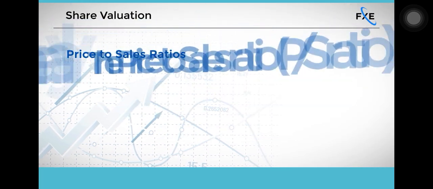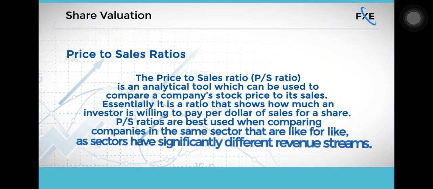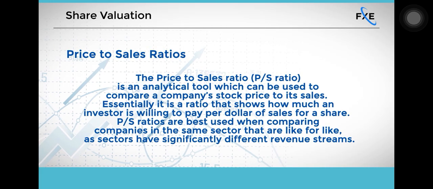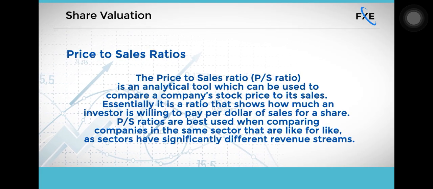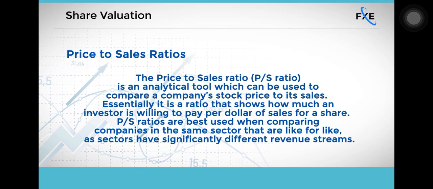Let's now talk about price-to-sales ratios. The price-to-sales ratio, also known as the PS ratio, is an analytical tool which can be used to compare a company's stock price to its sales. Essentially, it is a ratio that shows how much an investor is willing to pay per dollar of sales for a share. PS ratios are best used when comparing companies in the same sector that are like for like, as sectors have significantly different revenue streams.